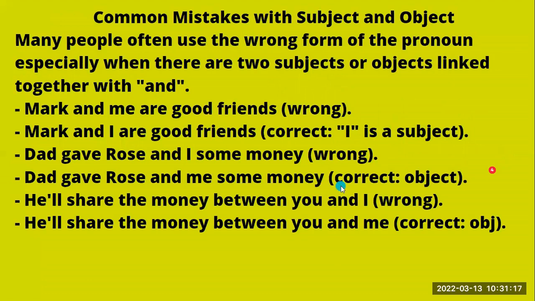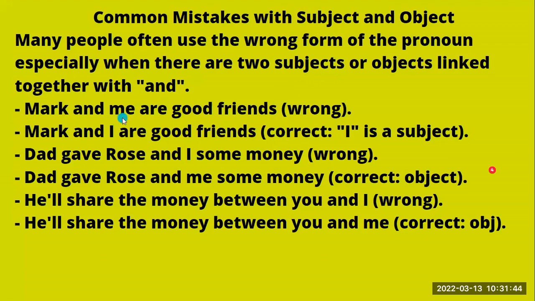Now let's look at some common mistakes that people make when using subjects and objects. Many people often use the wrong form of the pronoun, especially when there are two subjects or objects linked together with and. Now let's look at those examples. Mark and me are good friends. This is wrong. This is one of the mistakes.